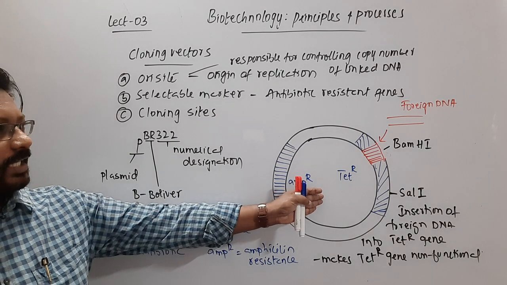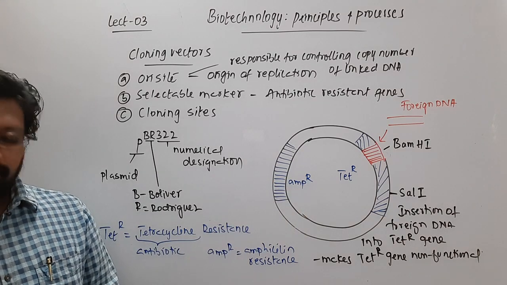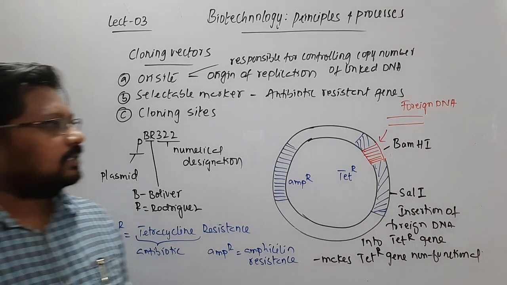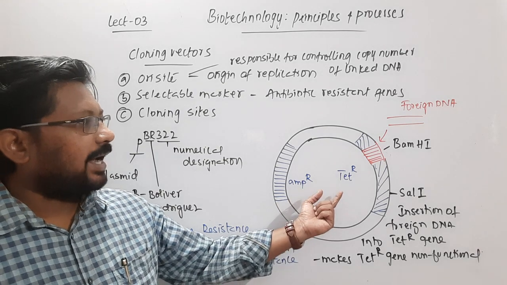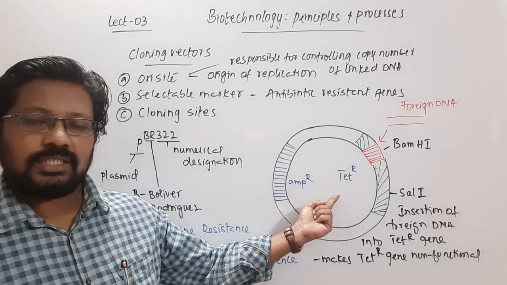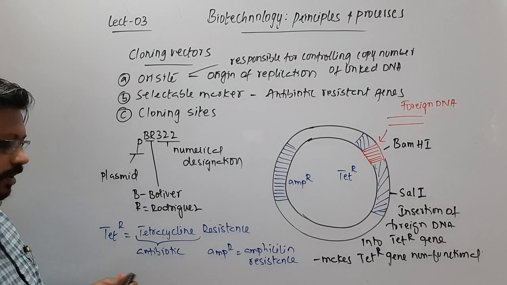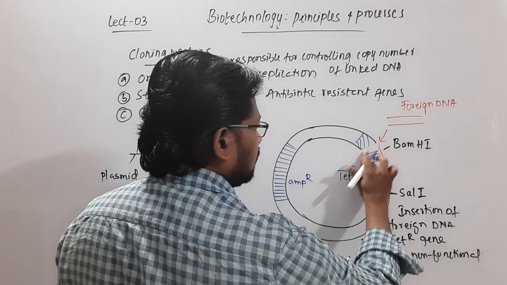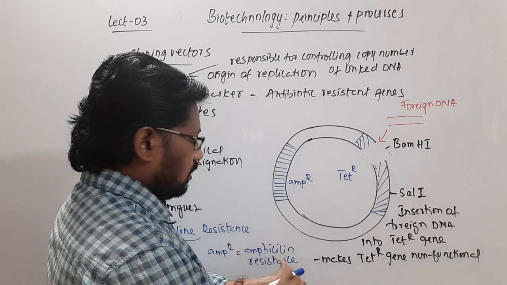When it has taken it up, it's called a recombinant, and if it doesn't take it up, then it becomes a non-recombinant. Later I will discuss in detail how we will be able to identify which one is a recombinant and which one is a non-recombinant. At present, we'll just see the structure of this cloning vector.